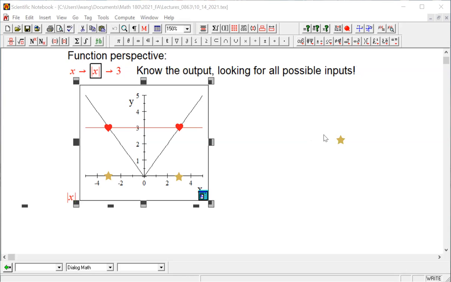So the solution would be what? Positive 3 or negative 3. Because either will give you the same output 3. Got it? So that's the other perspective.